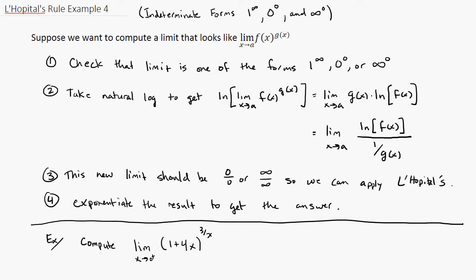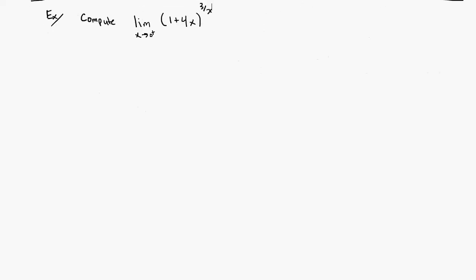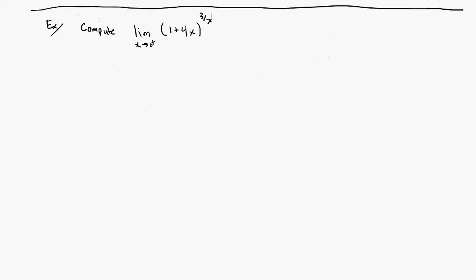Okay, so this is our example. So let's scroll down. We want to compute the limit as x approaches 0 from the right of 1 plus 4x, the whole thing raised to the 3 over x power.